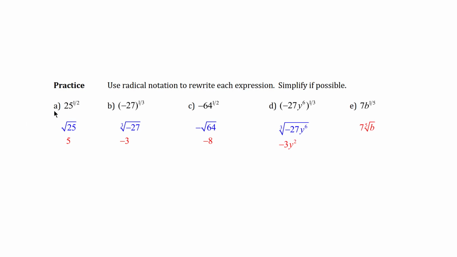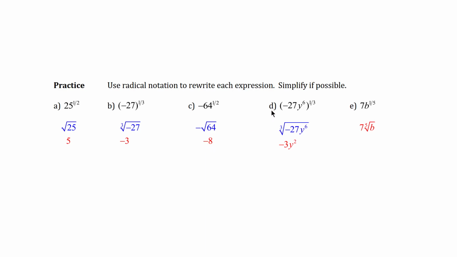We could rewrite 25 to the 1/2 power as square root of 25, and then we could take the square root of 25, which is just 5. For part B, we could rewrite this as the cube root of negative 27, and then the cube root of negative 27 is negative 3. For part C, we could rewrite this as negative square root of 64. The square root of 64 is 8, and then we bring down the negative, so we get negative 8.